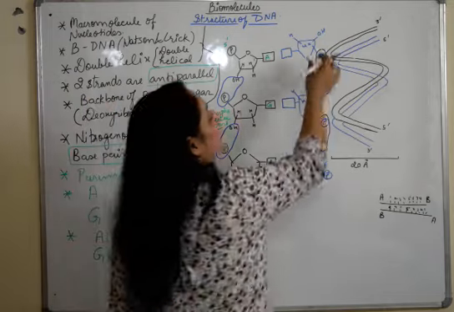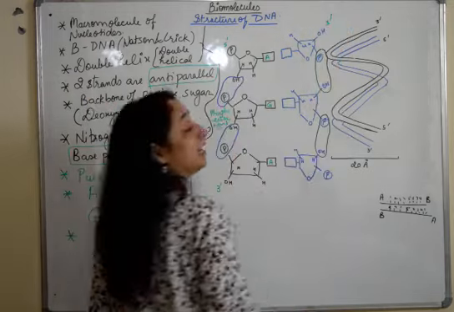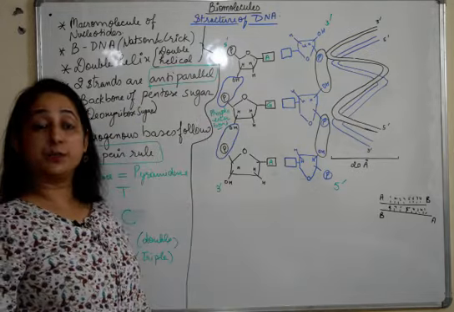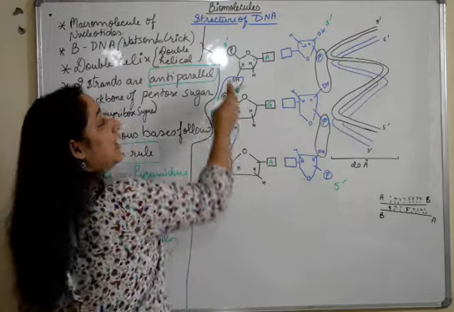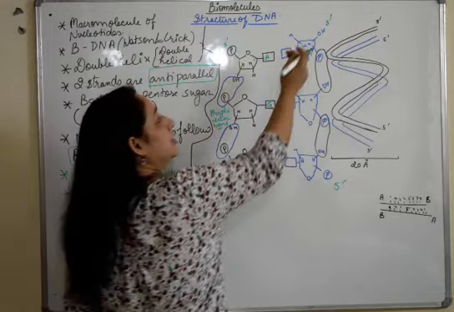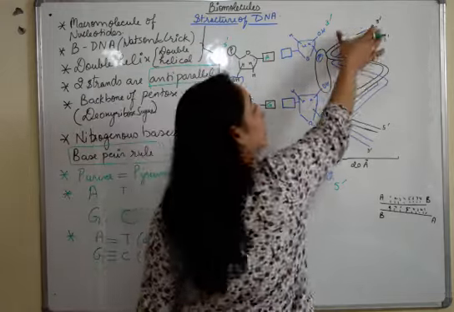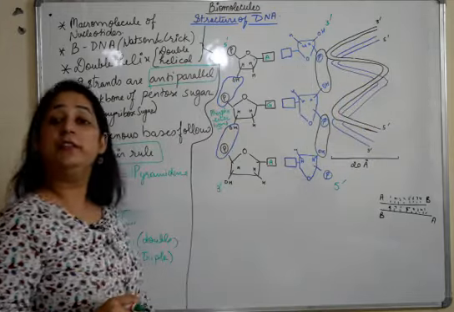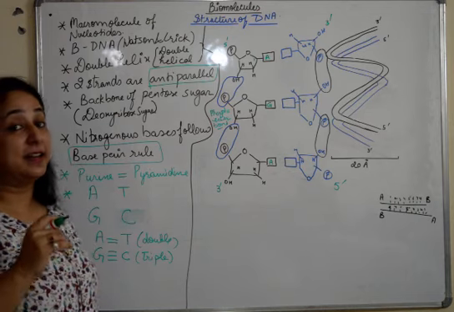How anti-parallel? We have OH here, which is at the 3' position. We have phosphate here, which is at the 5' position. So you clearly see that it is from 5' to 3', 3' to 5', which we have made here. 3' to 5' and 5' to 3'. So this is an anti-parallel arrangement.